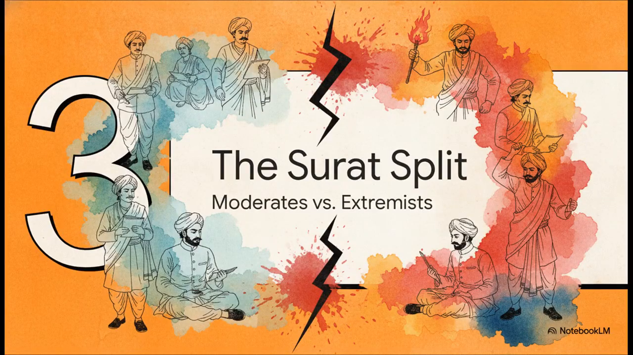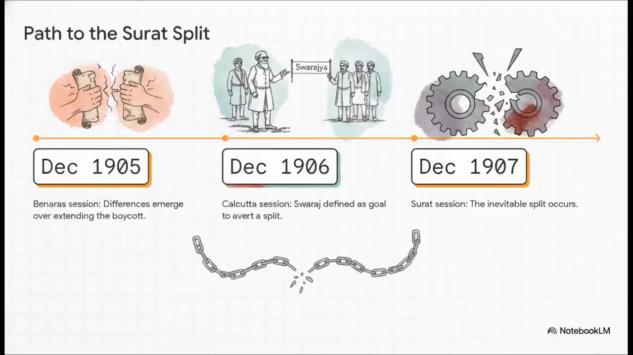Moving on to Chapter 3, The Great Surat Split, Moderates versus Extremists. This internal rivalry we mentioned earlier built into a spectacular 3-year collision course. Back in December 1905 at the Benares session, the cracks really began to show. The two main nationalist factions, the moderates and the extremists, clashed over whether to extend the boycott movement outside of Bengal. They managed a mild compromise to delay a fracture, but it didn't last.